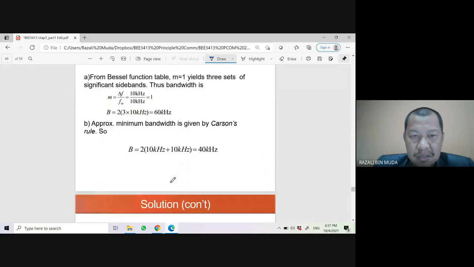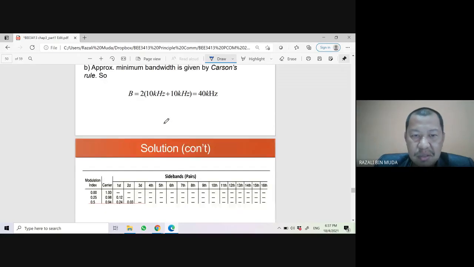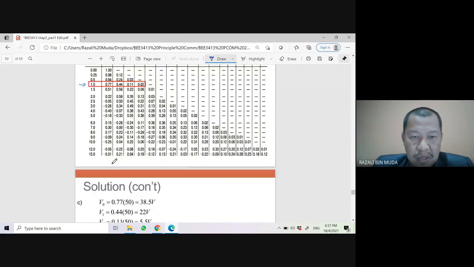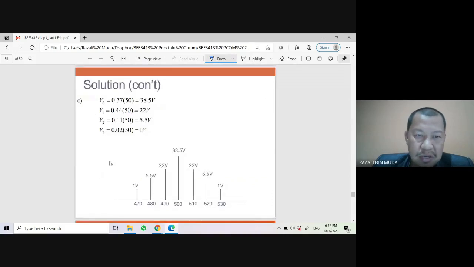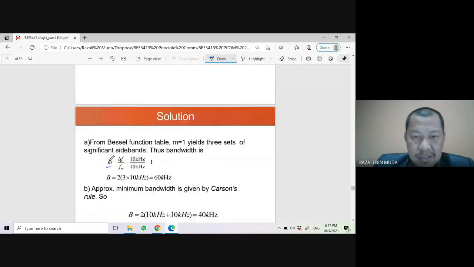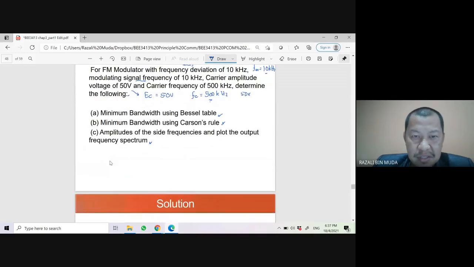Okay, how to calculate M? You get M from the modulation index. You can go to the Bessel table and check. So M equals 1. So you have 1, 2, 3, three significant sidebands. The values are 0.44, 0.11, 0.02. So V0, multiply by 50. What is this 50? It is EC from earlier. Look at the earlier exercise.